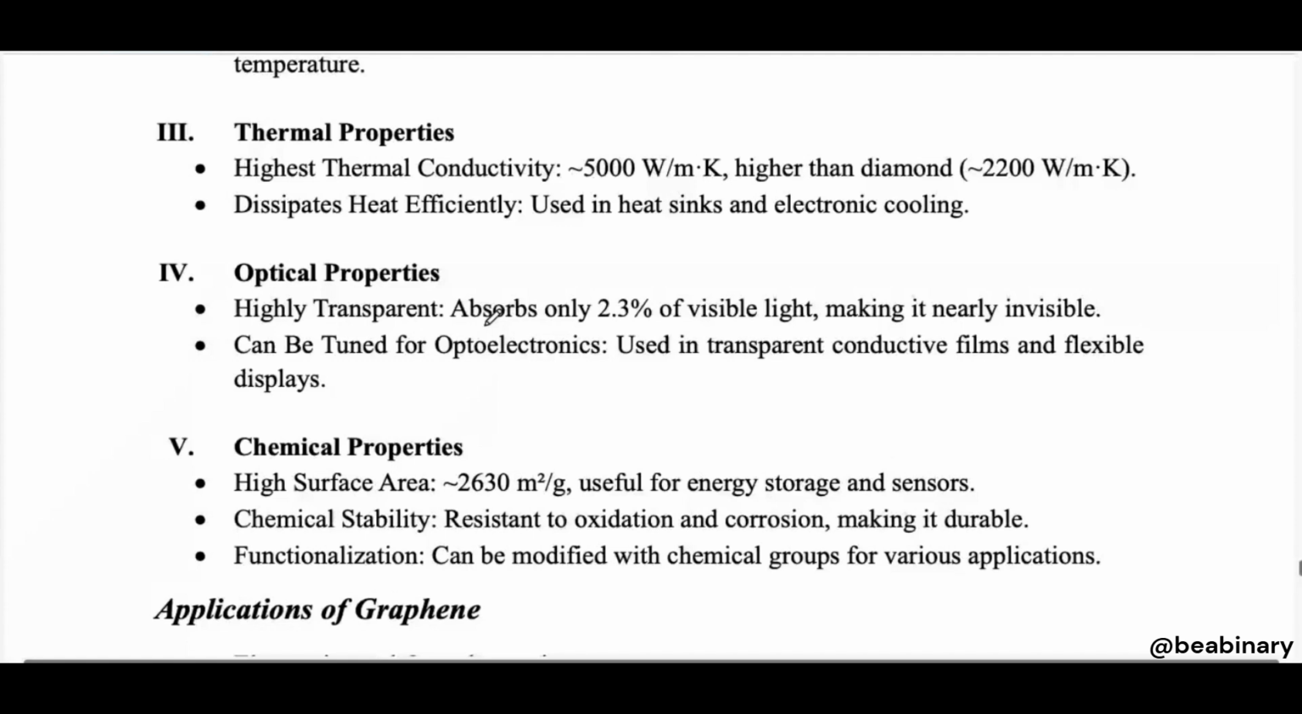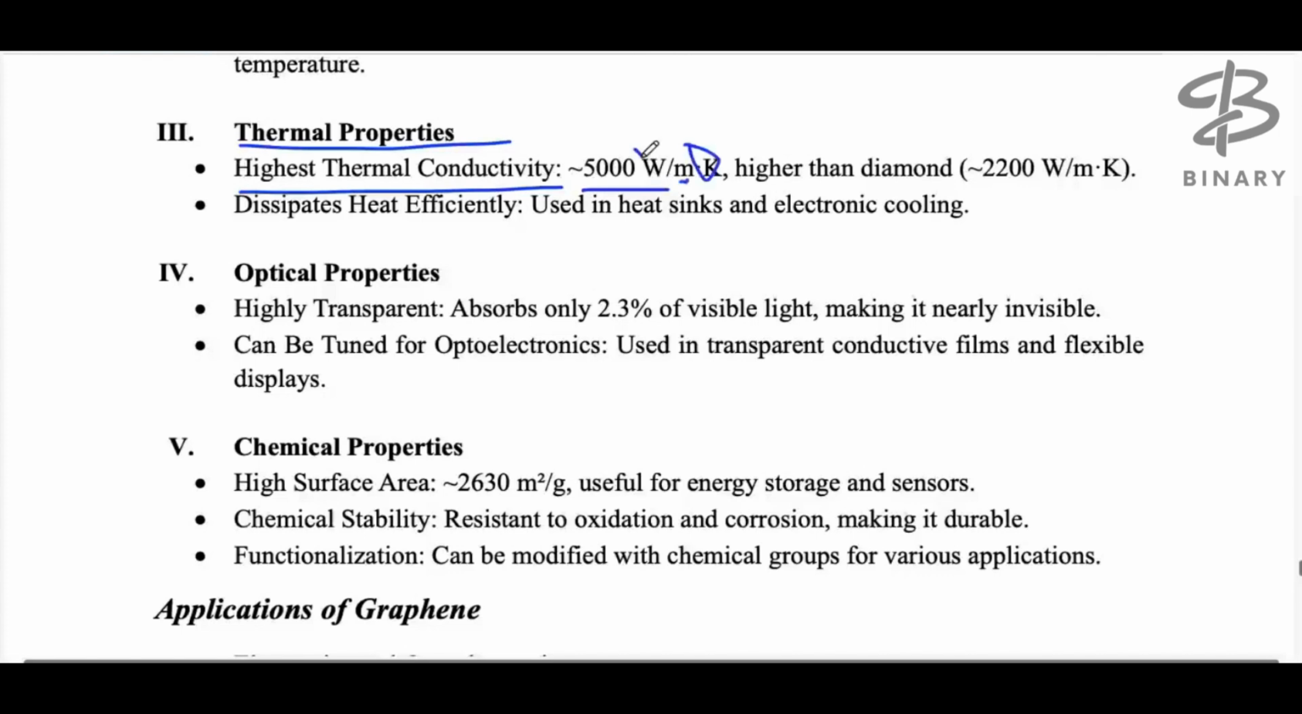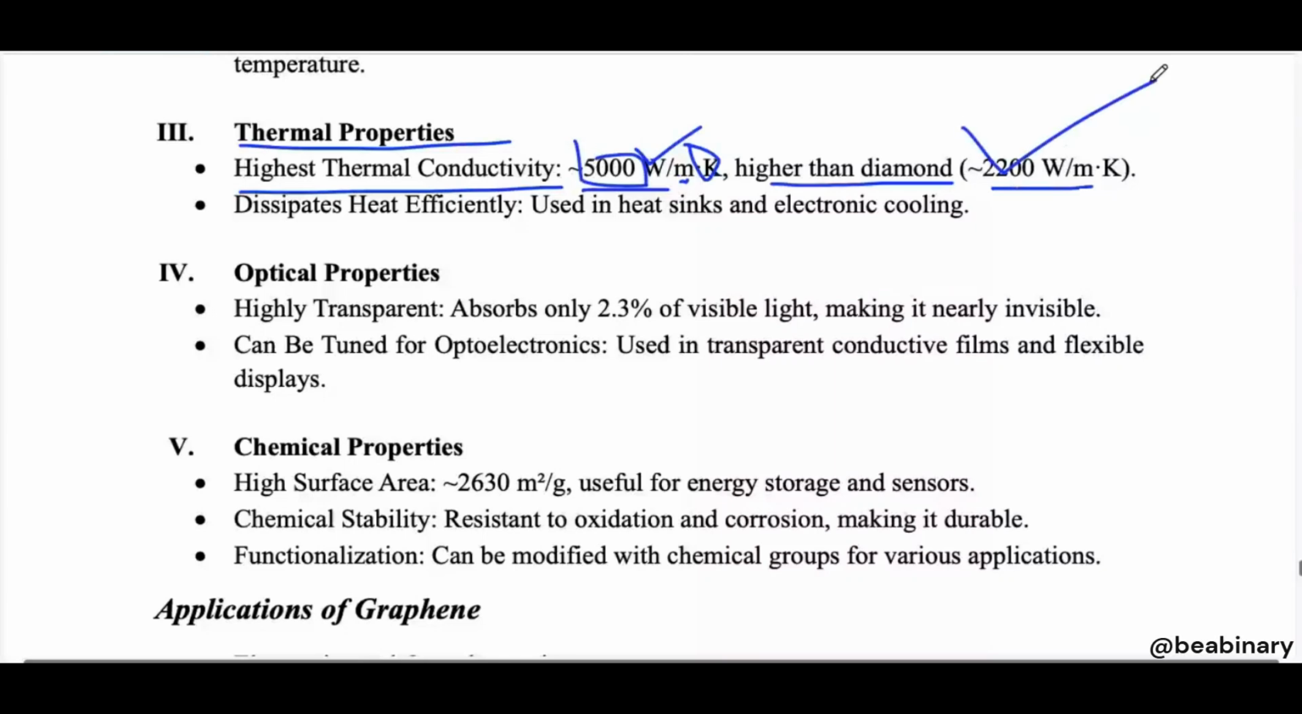So thermal properties we must have to see here. Highest thermal conductivity, which is around 5000 watt per meter Kelvin. Kelvin is for the temperature, meter for the length, and watt is for the power or work. Higher than diamond, which is 2200 watt per meter Kelvin. So you can see graphene has more than 2 times the diamond conductivity. Thermal conductivity we are talking about here.